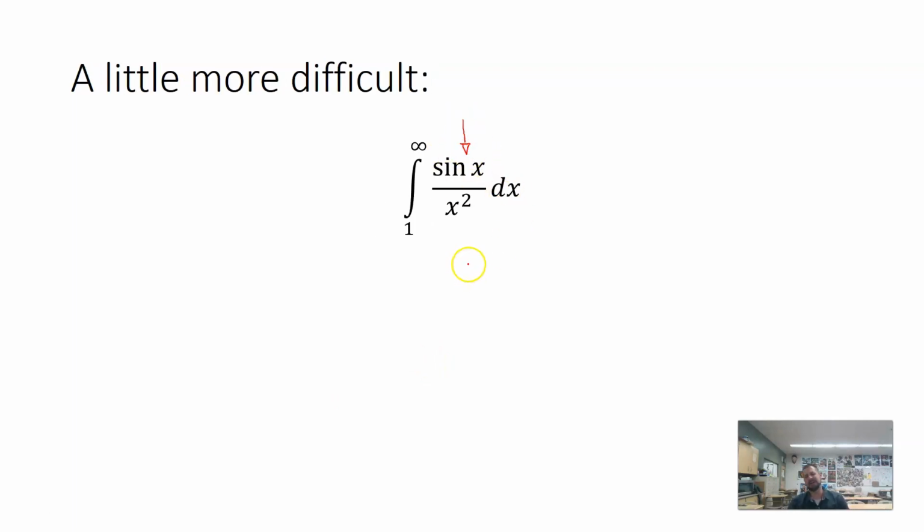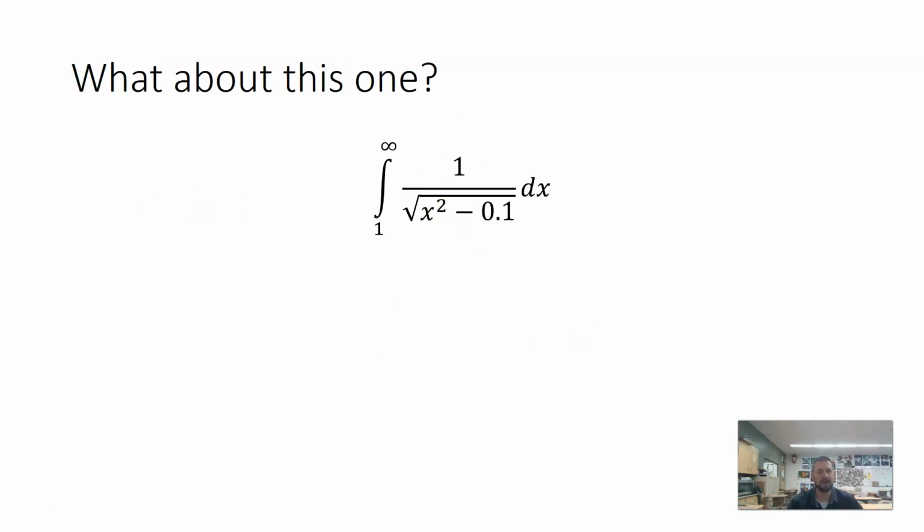Okay? Now, one last one that we do need to talk about is what happens if we have sine of x on the top. What we have to realize with the sine of x is that the sine of x graph always goes between -1 and +1. So basically, at its biggest, I've got 1 over x squared. So if I wanted to know if this was convergent or not, I could just compare it to 1 over x squared, and I would find out, because that is convergent from 1 to infinity, that this integral will be convergent as well, just due to the fact that the sine of x never gets bigger than 1, so I don't have to worry about it.